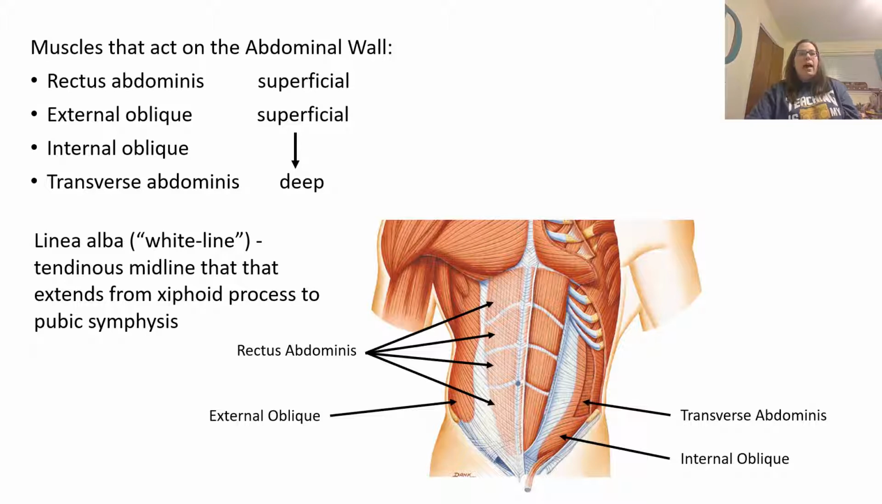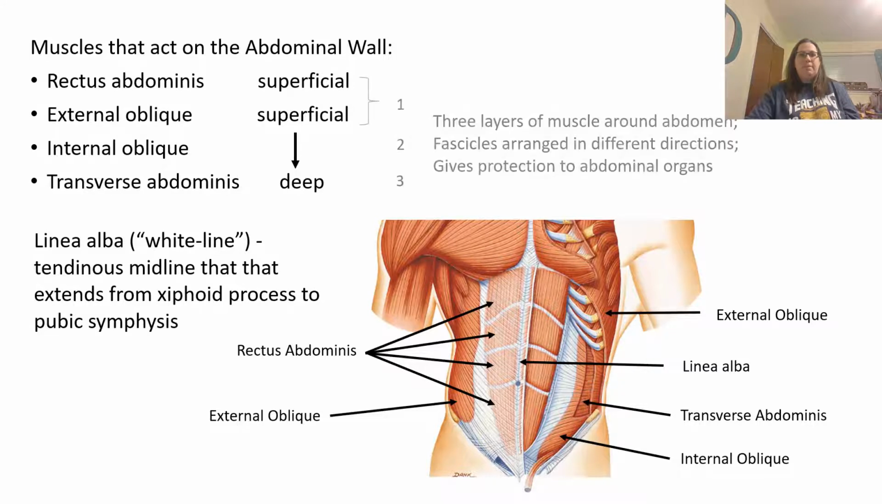Now, the linea alba is the white line that runs down the midline. This is a tendon, and it extends from the xiphoid process all the way down to the pubic symphysis. We also see up here that the external obliques have been removed so that you can see the deeper muscles. So this is 3 layers of muscles around the abdomen. The fascicles are arranged in different directions to offer protection to your abdominal organs, because there are no bones there to help with protection.